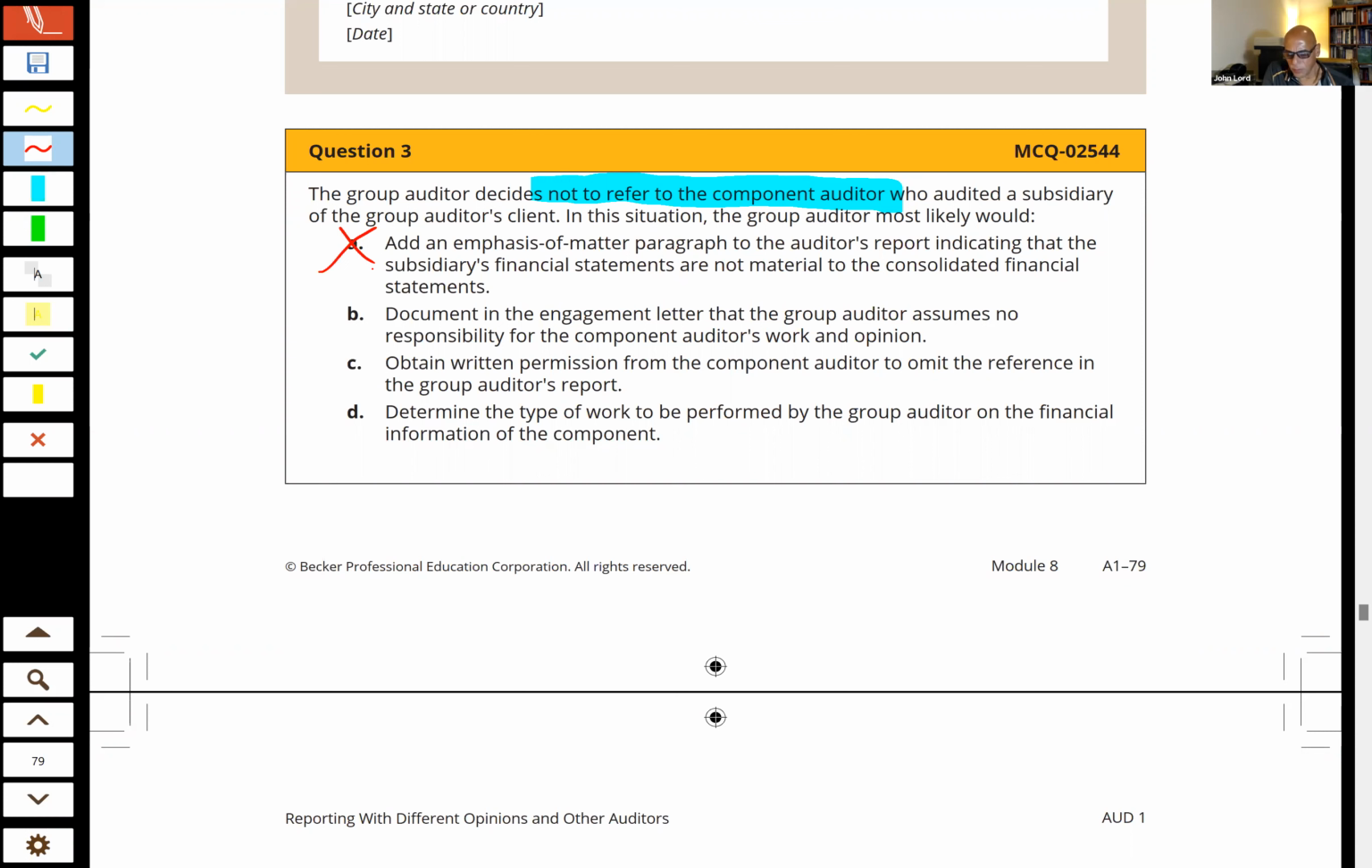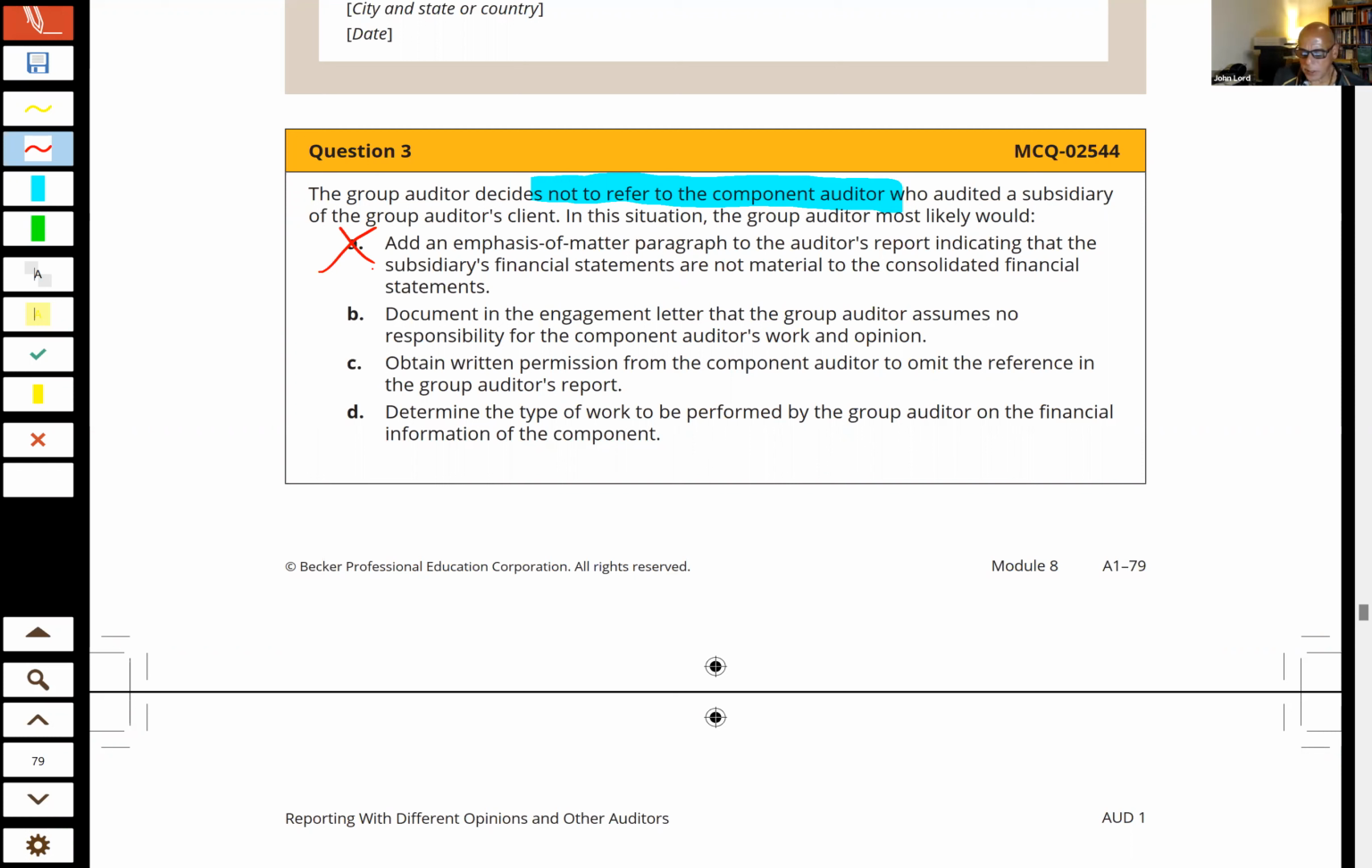You don't mention them. Further, if a subsidiary is not material, will we even bother to consolidate it? You can leave it out and it won't make any difference to the decision maker. But A is simply wrong because we said we're not going to refer. So does someone want to say what they were thinking with A?